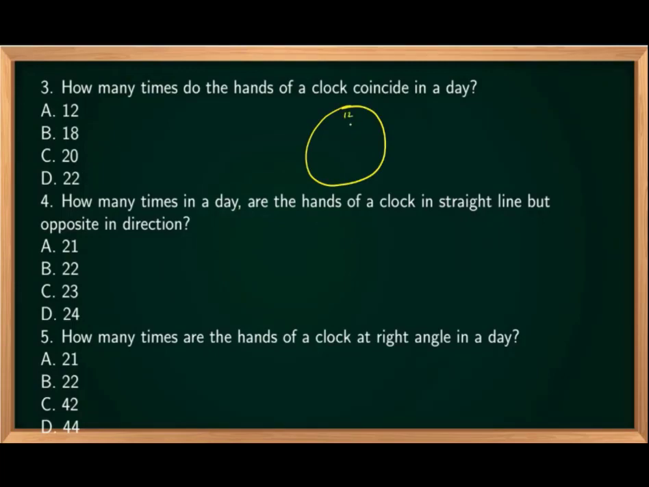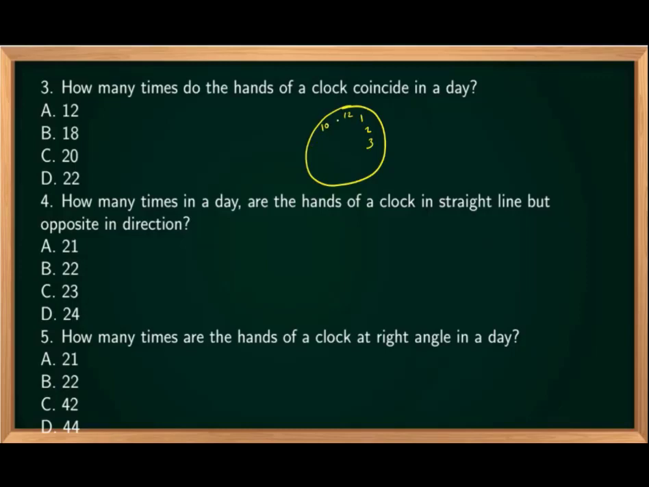This will be 12. It will be coinciding at 12. Then by 1:05 or 1 hour 6 minutes, like that, one coincidence is there. Then after 2:10, between 2:10 and 2:15, there will be a coincidence. Then between 3:15 and 3:20, there will be a coincidence. Like that, up to 10, there will be a coincidence.